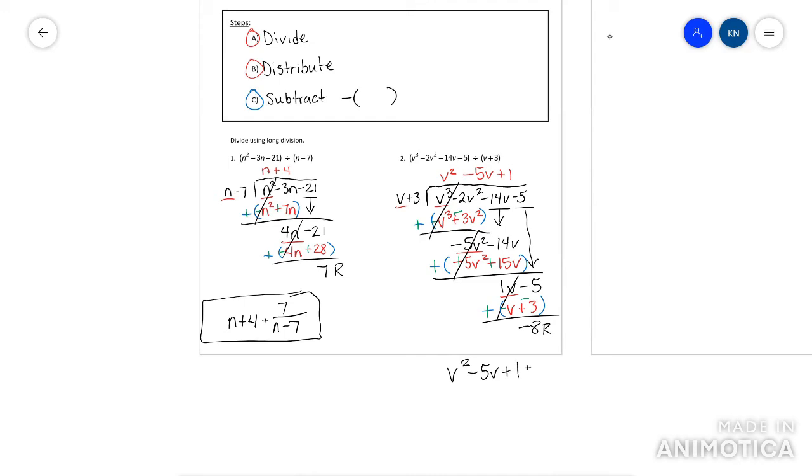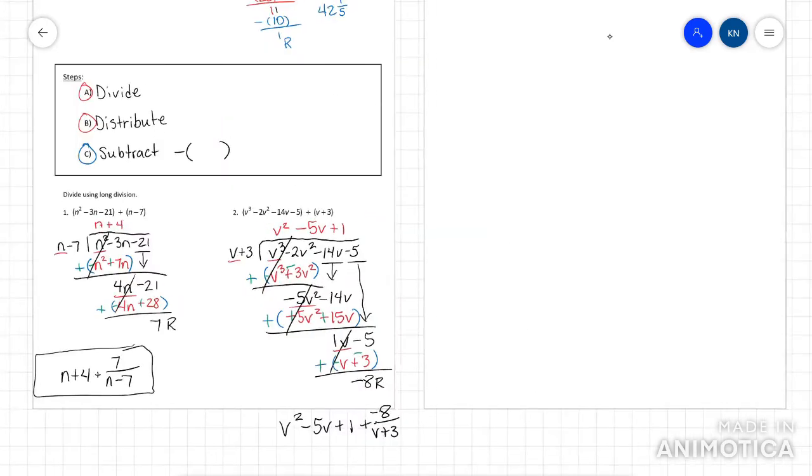So my answer here is v squared minus 5v plus 1 with a remainder, so I put a little plus, of -8 over what I was dividing by, which was v plus 3. And be advised on this answer, if you have a negative remainder here, I could have just written it like this. I could have put a -8 like that. It doesn't matter. So me personally, I would probably put plus -8. That way I always just put a plus right there so I don't forget. All right, moving on.